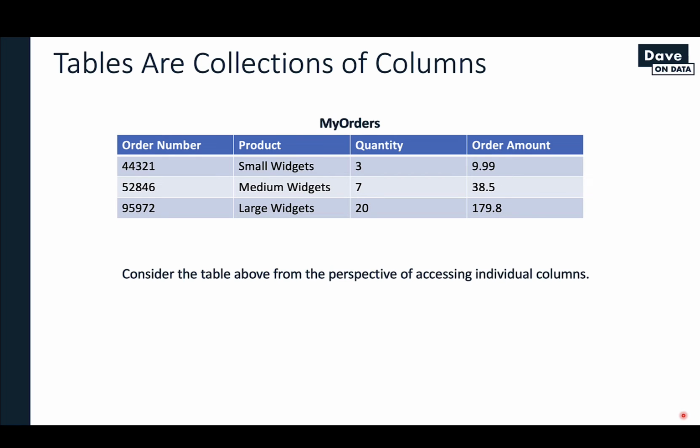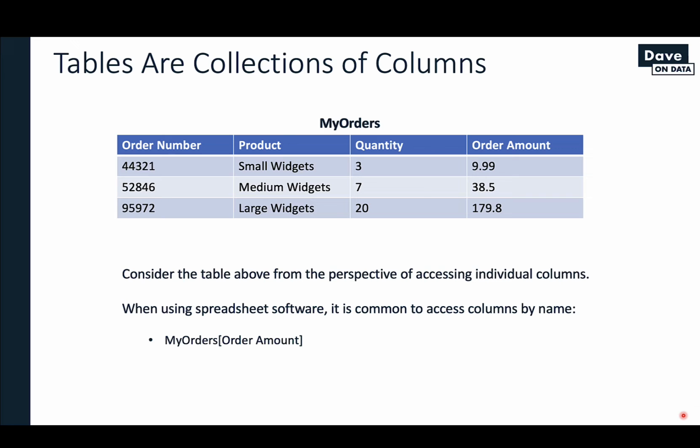Once again, consider our running example of the MyOrders data table from the perspective of how you would access individual columns. One way to think about this is from the perspective of spreadsheet software, something like Microsoft Excel. It is very common to see spreadsheet code, often called formulas, look like this, where you have the container, the table, the object, and then some sort of attribute, some sort of accessor. In this case, I want to access the MyOrders table, and specifically the order amount column.